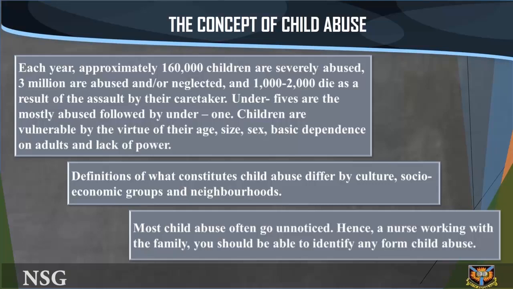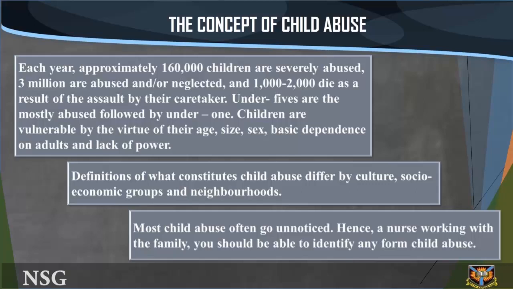Under 5s are mostly abused, followed by under 1. Children are often referred to as innocent. They are vulnerable by virtue of their age, size, sex, basic dependence on adults, and lack of power.